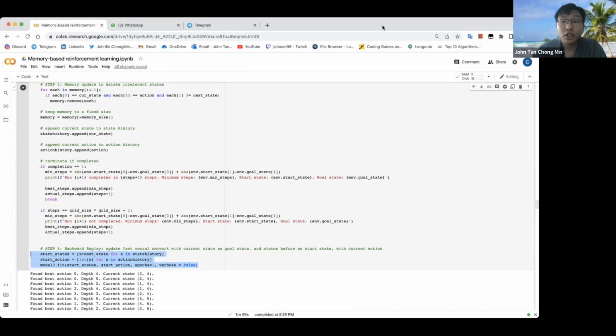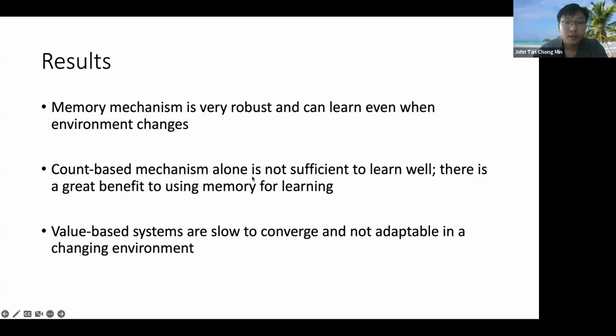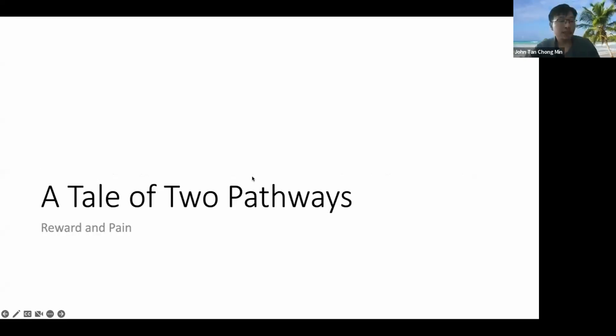Okay, if not, I shall go back to the slides. Okay, so let's just end off with a very simple thing. I'm not going to focus too much on this. This is just one last part of the memory framework that I want to share, which is about how to make the agent survive.